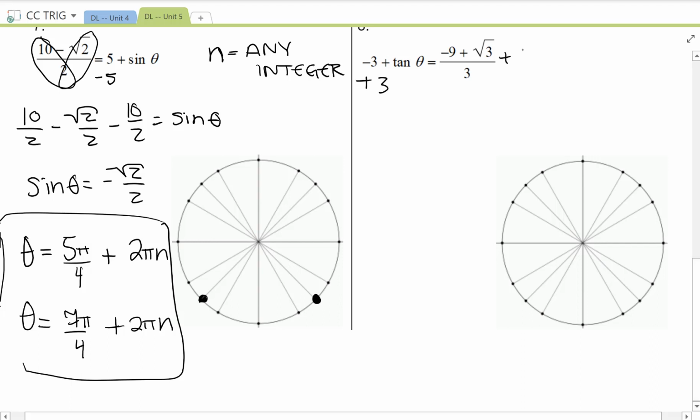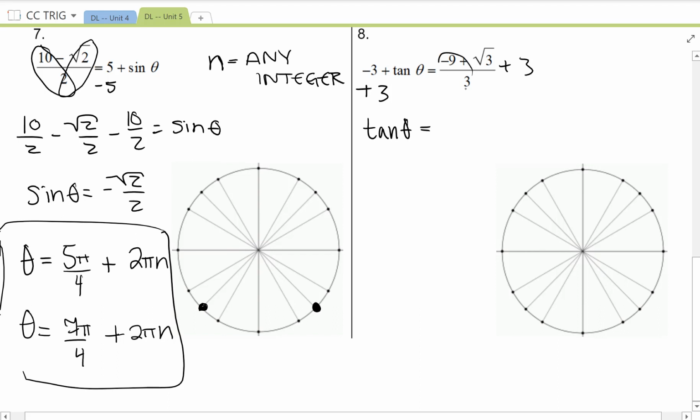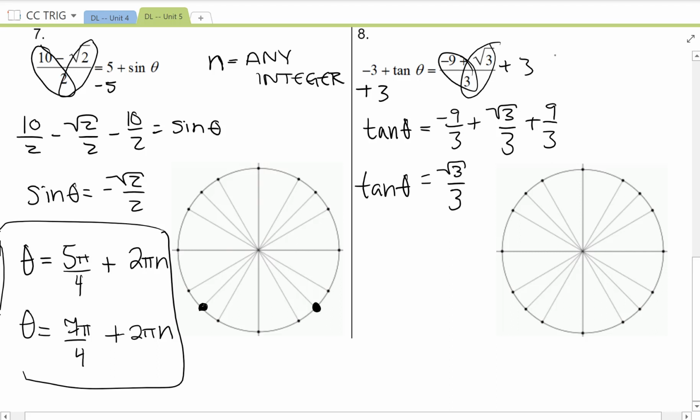Okay, get tangent theta by itself. I'm going to write this as negative 9 over 3 plus root 3 over 3. And then 3 can be written as 9 over 3. So tangent theta is simply equal to root 3 over 3. Again, they're just trying to get you scared when you look at the equation for the first time. Okay, tangent theta is equal to root 3 over 3. Where does that occur? That occurs at pi over 6, and it occurs at 5 pi over 6.